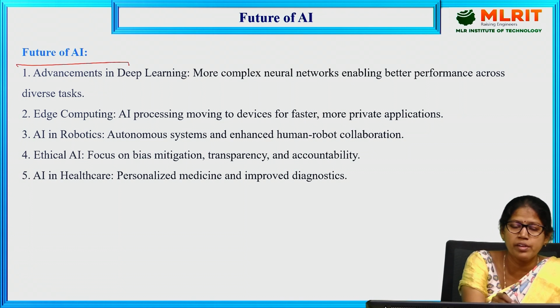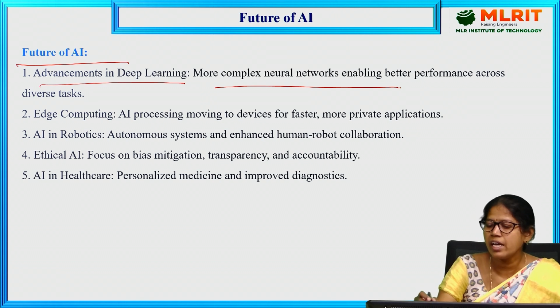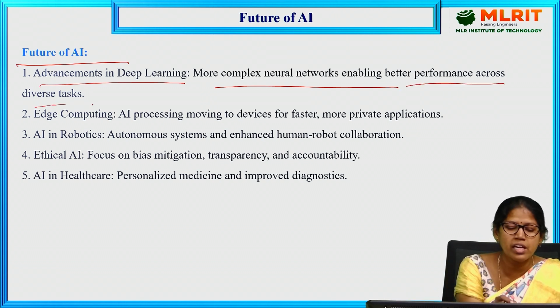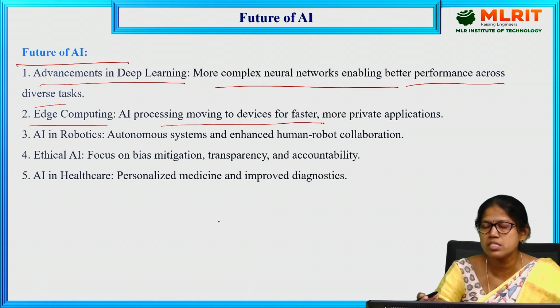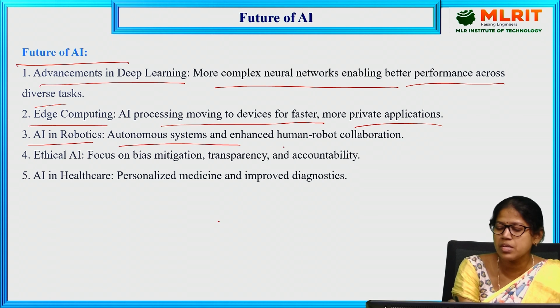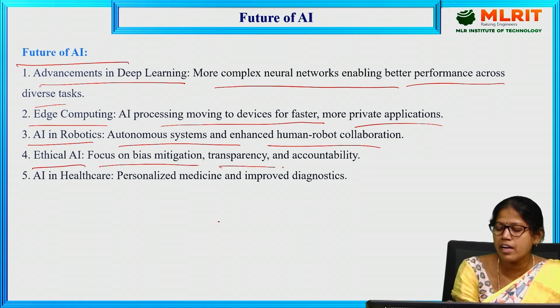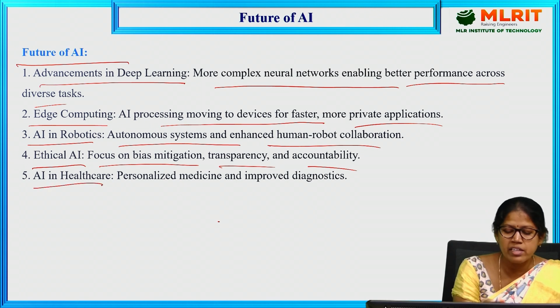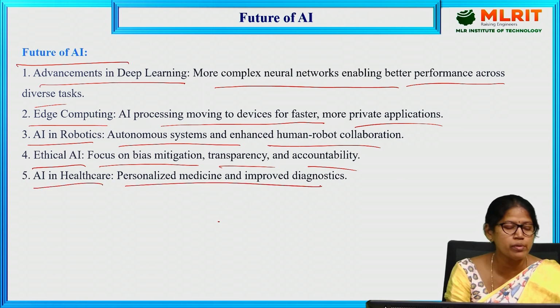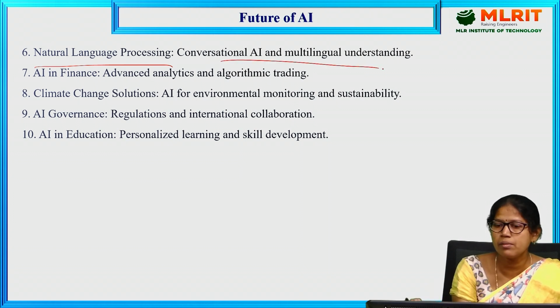Next, the future of AI, how it is going to be in future. Advancements in deep learning, more complex neural networks enabling better performance across diverse tasks. Edge computing, AI processing moving to devices for faster and more private applications. AI in robotics, autonomous systems and enhanced robot collaboration. Ethical AI, focus on bias mitigation, transparency and accountability. AI in healthcare, personalized medicine and improved diagnostics. Natural language processing, conversational AI in multiple languages.